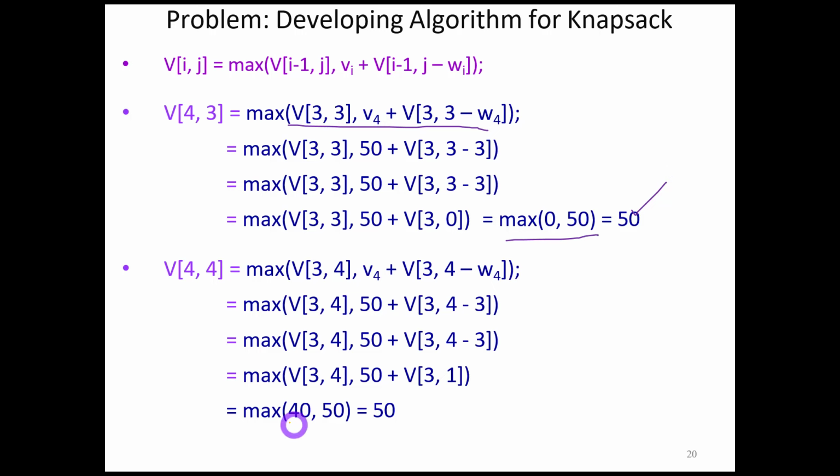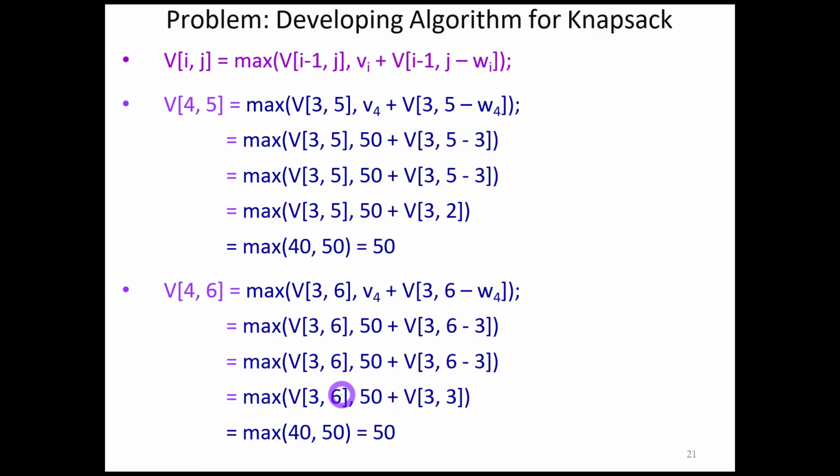And then when we are putting it 4 comma 4, again this is our choice 40 and 50, and we will be choosing 50 and keep will be 1. Moving on, again keep will be 1 and 50 will be chosen, and then again here 50 and keep will be 1.